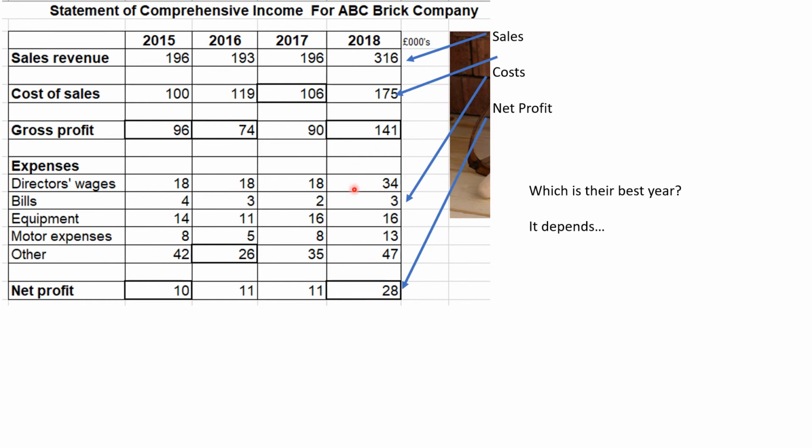The directors would also be happy because their wages have gone up, so they would be really, really happy. The staff might not be so happy though. They might be working extra hard and there's no mention of their pay here. Perhaps it's in the other, but if that hasn't gone up, they may not think it's their best year. So it's good to think about different points of view when we're assessing which is best.